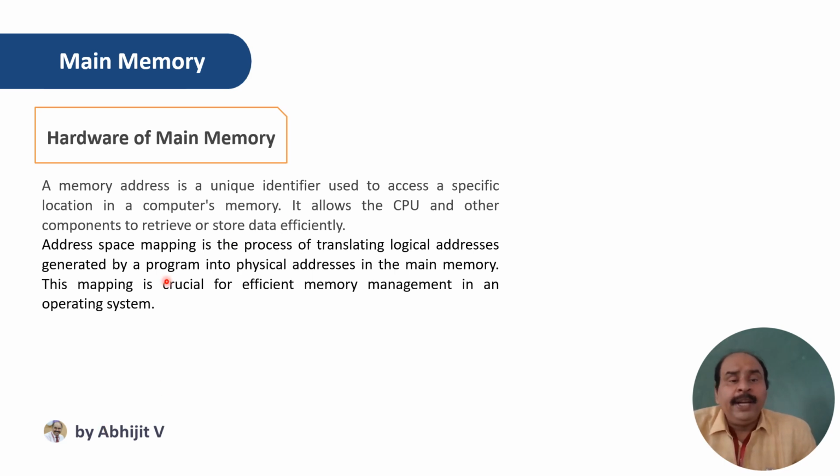Okay, the address space mapping. So we have two types. One is the logical address. Logical address is something I've told you. The file name itself can be considered to be a logical address which the user knows. I know that my file name is this, but I do not know the physical address where this particular file is stored inside my main memory, right?